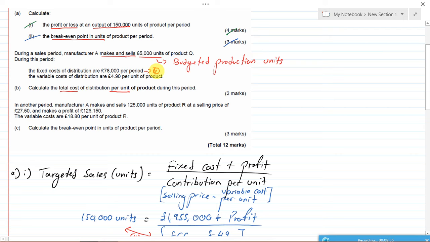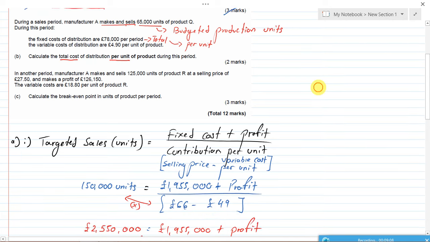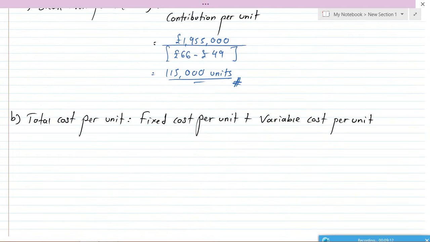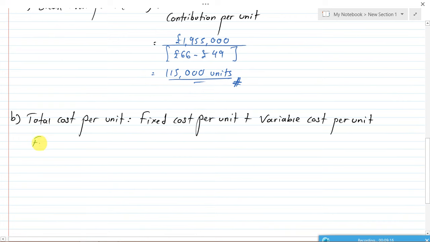Fixed cost in total, but you have to convert into what? Per unit. You have to convert into per unit. Now, over here, come back to the formula. So we got a problem over here. Fixed cost.